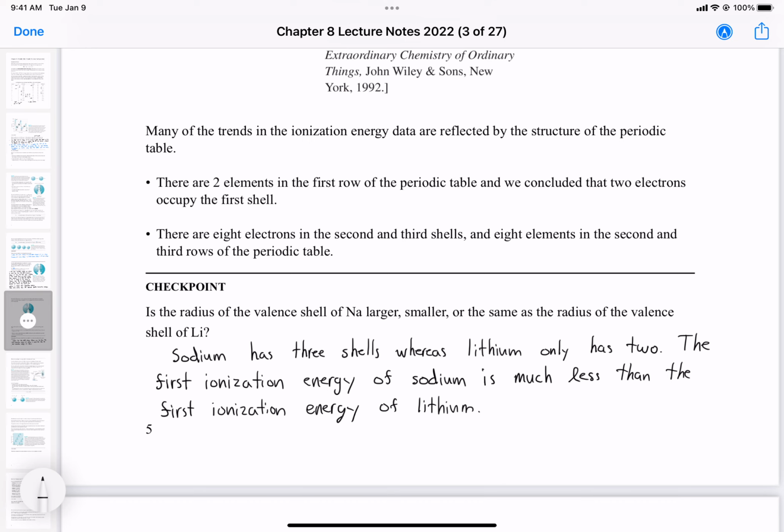So by this analogy, we can conclude that the radius of sodium must be larger because the valence electron is in a shell that is further away from the nucleus, and therefore requires less energy to remove that electron to form an ion. So that's how we can conclude that the electron is further away from the nucleus, and thus sodium has a larger radius than lithium.